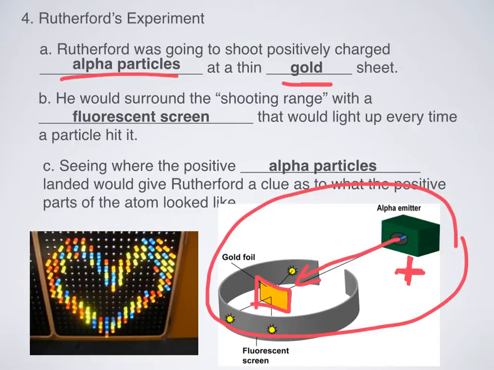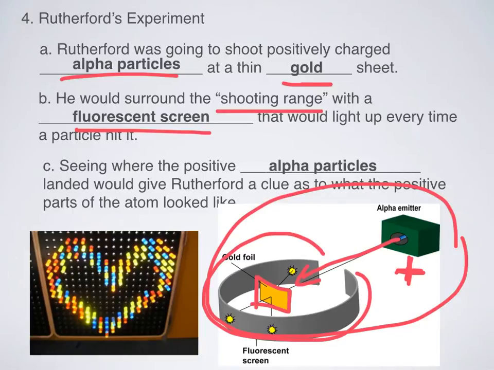Now, how is he going to see what happens when these things are microscopic? I mean, you can't even see an atom now, so how are we going to be able to see it then? Well, he surrounded his experiment in what I'm calling a shooting range. And so he had this giant dome with a fluorescent screen. And this fluorescent screen would light up every time a particle hit it. So you'd be able to actually see a flash of light when an alpha particle came into contact with the foil itself. And by the foil, I mean the fluorescent screen, not the foil.